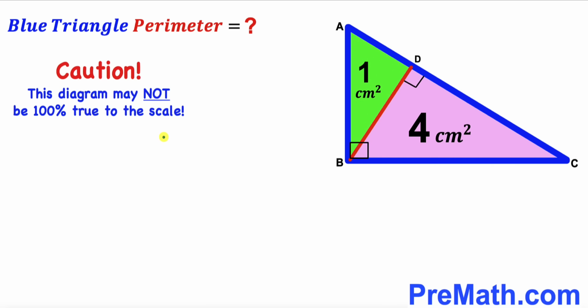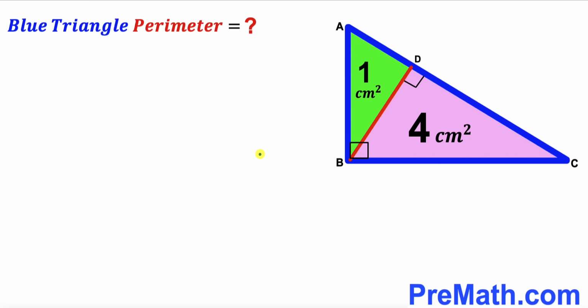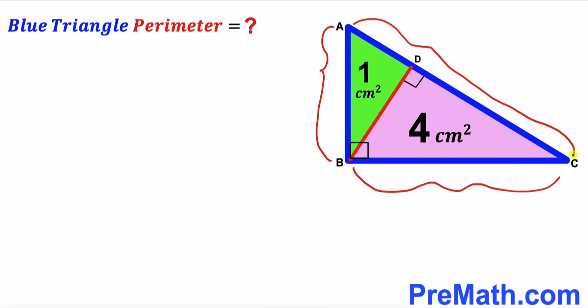Please keep in mind that this figure may not be 100% true to the scale. Let's go ahead and get started, and here's our very first step. Since we are interested in calculating the perimeter of this blue triangle ABC, we must calculate all three side lengths of this blue triangle.